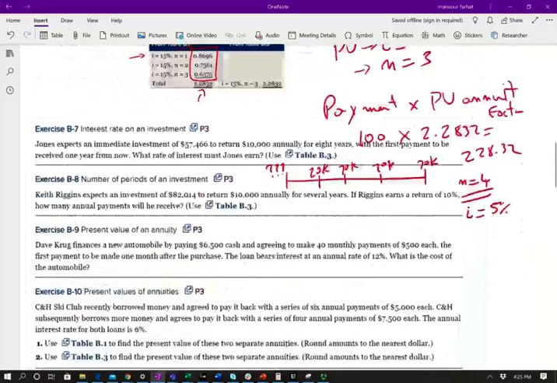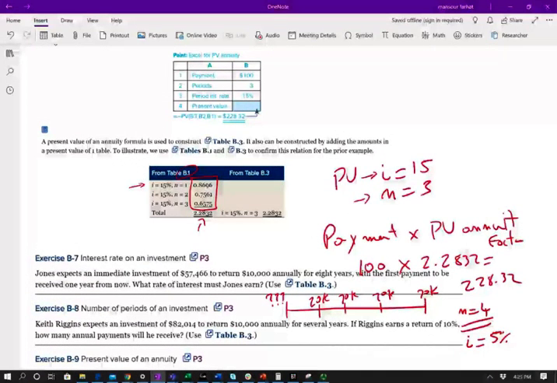There are many uses for the present value computation. I just showed you one example. Also, if you want to value an investment, this is how you value an investment. What is the present value of the future cash payments?